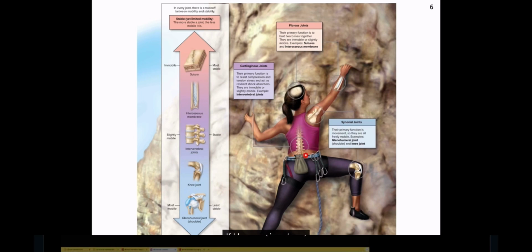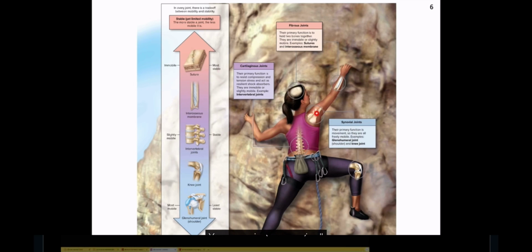If I keep going down, now I'm in her spine. I'm in one of these cartilaginous joints. The bones have a little cartilage between them. So now I have a little bit more movement. But I can keep going until I get down to either the knee or the shoulder. Now I'm getting a lot more movement because now I've reached the two synovial joints in this example.